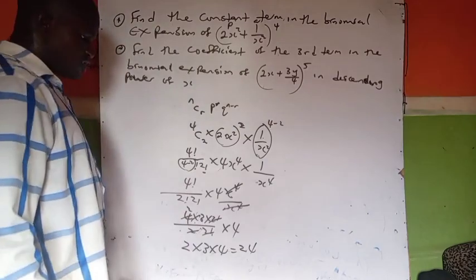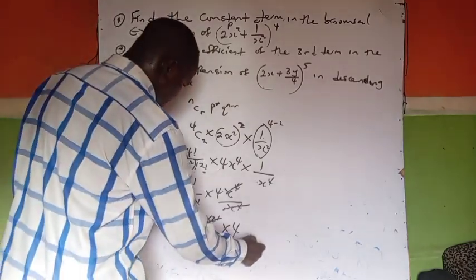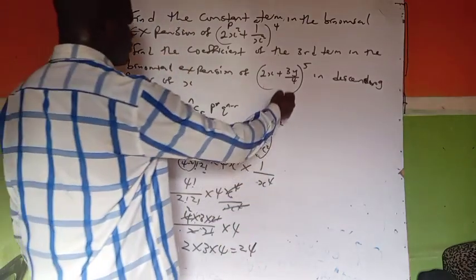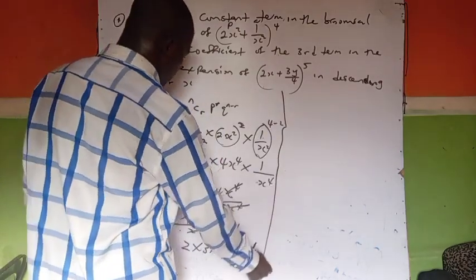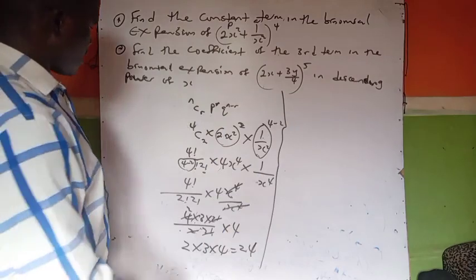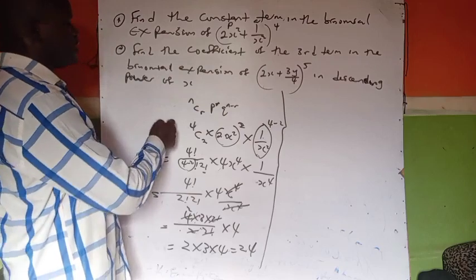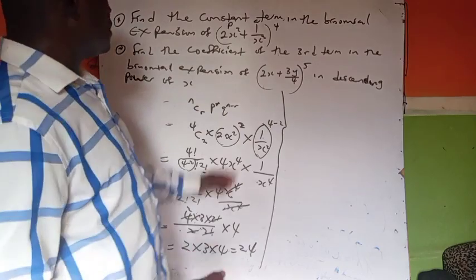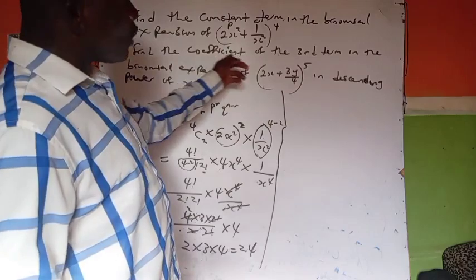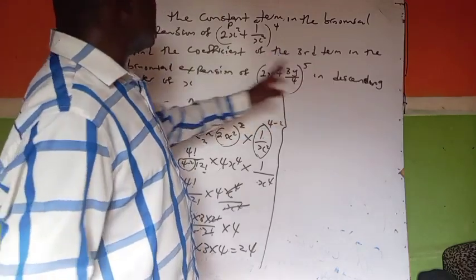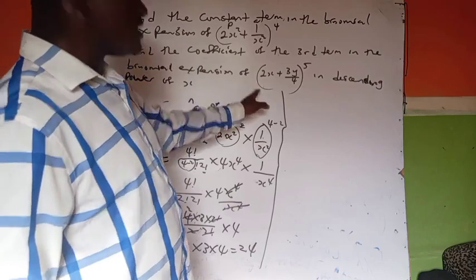So that is the constant term. So they ask you to calculate the constant term. Again, look at this one. Say find the coefficients of the third term in the binomial expansions of this.